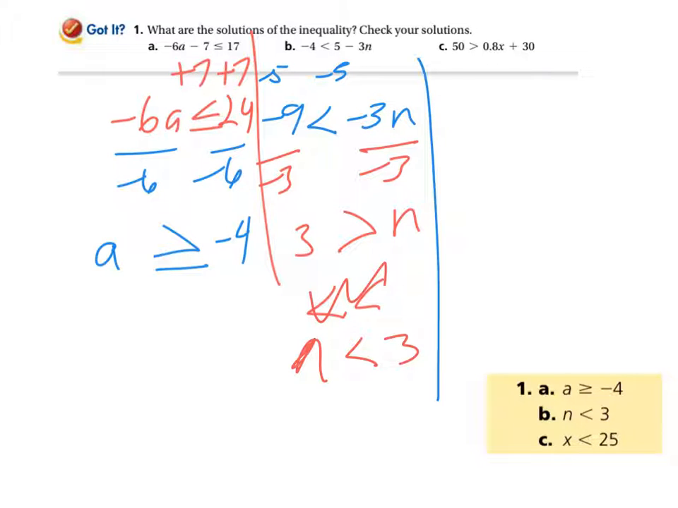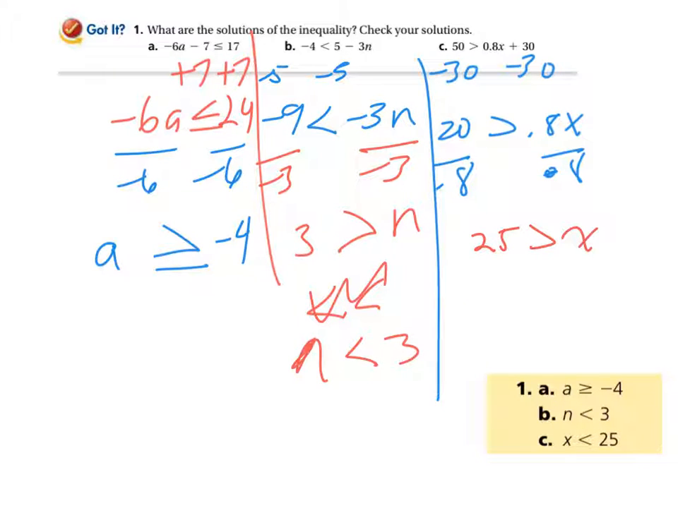Alrighty. And then some decimal fun. We all know we love that stuff. Start off by subtracting 30 from both sides. And we get 20 is greater than 0.8x. Divide off that 0.8. And we get 25 is greater than x. So again, putting the variable on the left side, x is less than 25. That's what we're looking for.